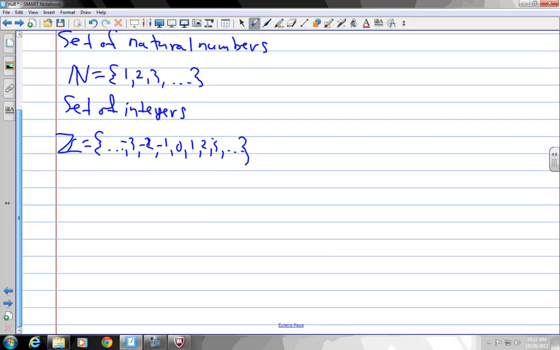Then we looked at the set of rational numbers. It's Z, with a little extra twist, kind of a double line here in the middle. Just a weird fancy Z. Now, the set of rationals, those are your numbers that can be expressed as a ratio of two integers.